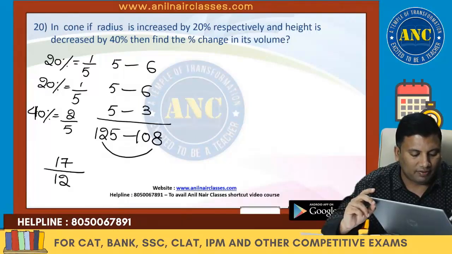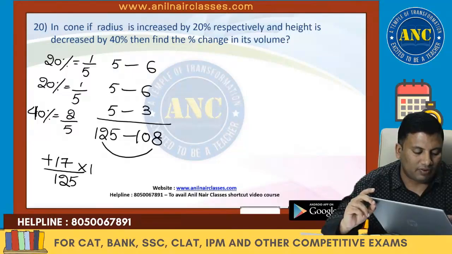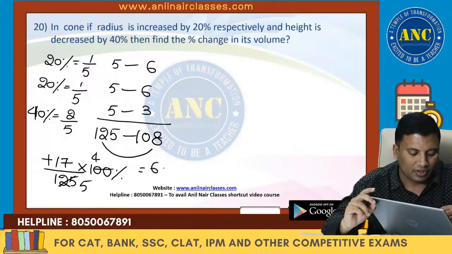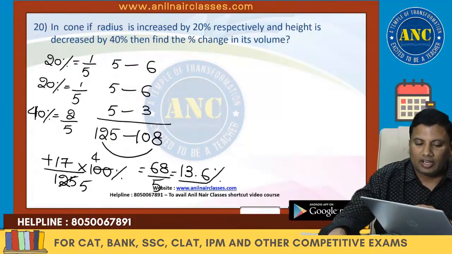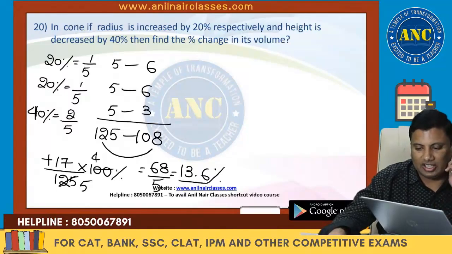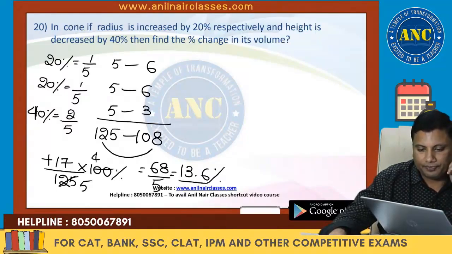17 out of 125, so that is the reason. Positive 17 out of 125 into 100 percent. 25 4s are 100, and 25 5s are 125, so it is 68 by 5, which is nothing but 13.6 percent. The idea is clear, right?